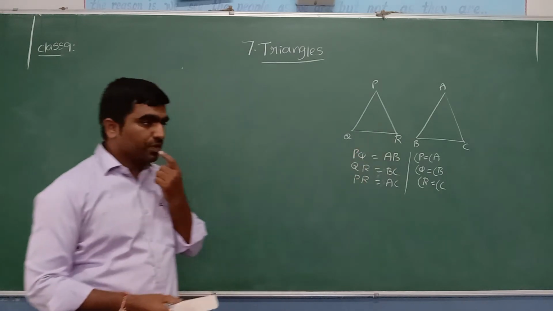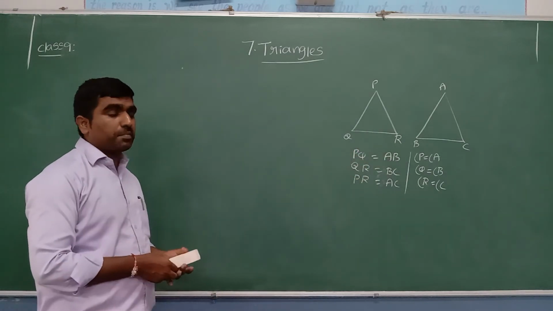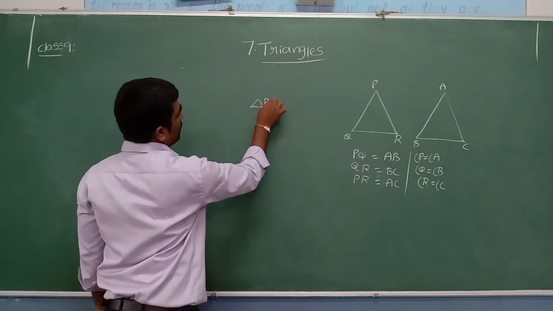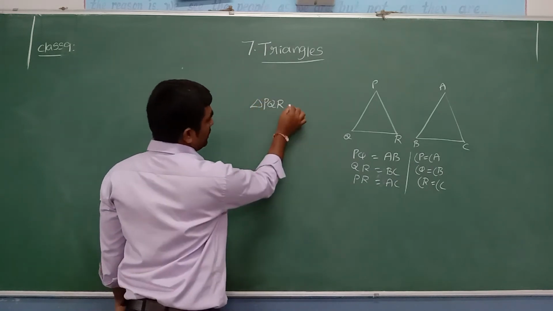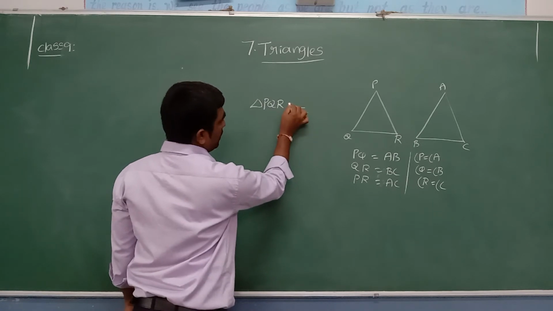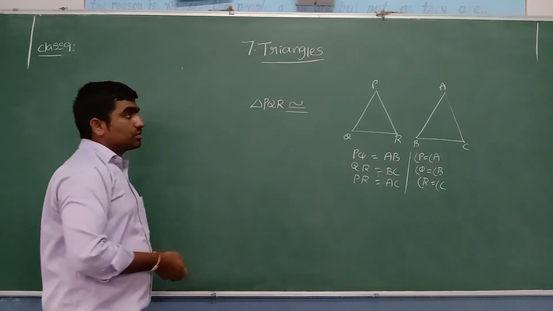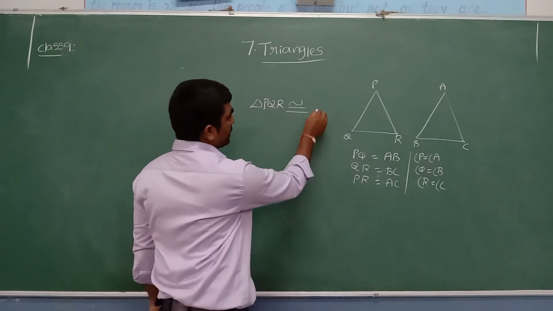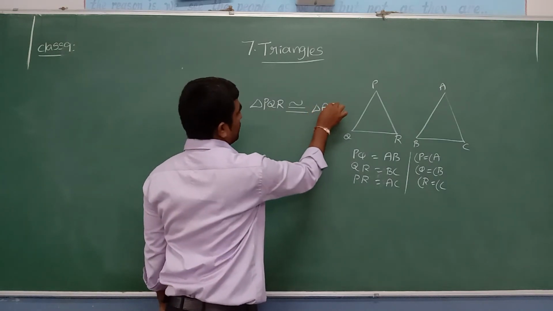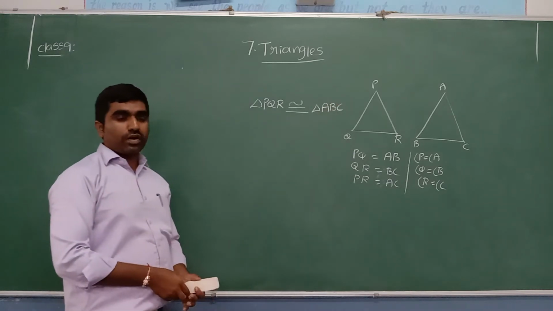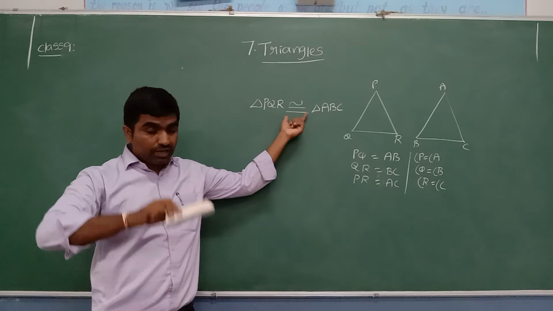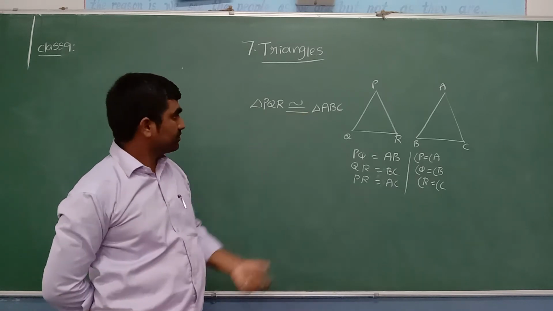Two triangles are congruent. So how can we express this symbolically? We can express it like this: triangle PQR is congruent to triangle ABC. So two triangles that are congruent can be represented with the help of this symbol, and we read it as "is congruent to".